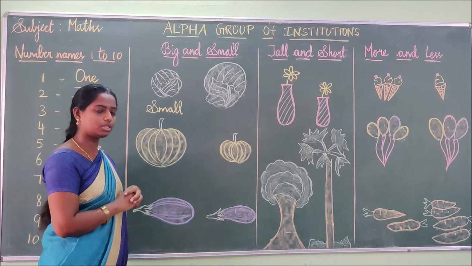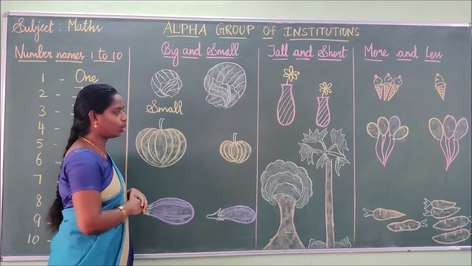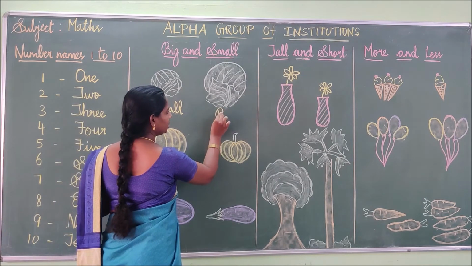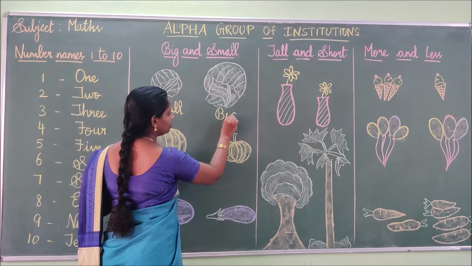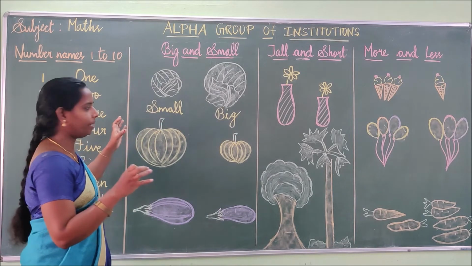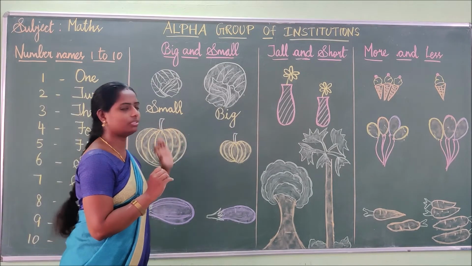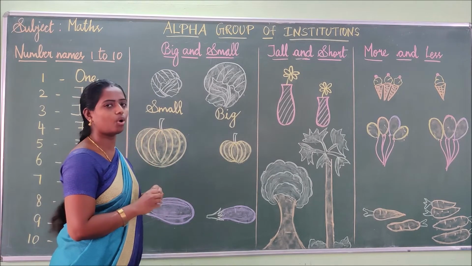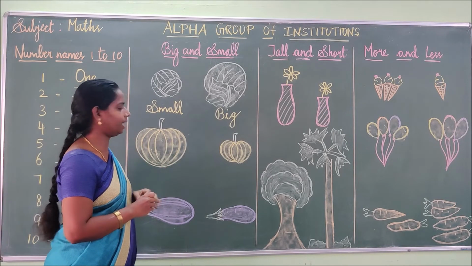And then you should know the spelling for big also. It is big cabbage, isn't it? So you have to write big here. B-I-G. Big. Okay? We have found out which cabbage is small and which cabbage is big. So you know the difference now between small and big. Shall we move to the next picture?